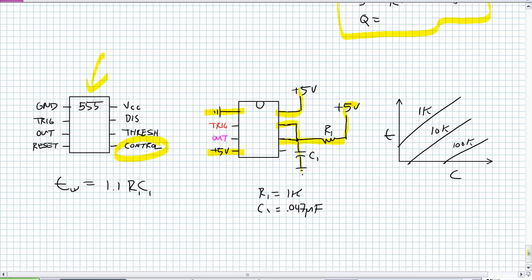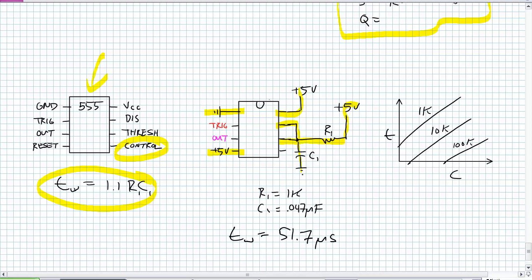I've given you components R1 and C1. I've got a 1K resistor and a 0.047 microfarad capacitor. What is the pulse width of this configuration? Well, it's right here: 1.1 RC1. So when trigger goes low, the output should go high for 1K times 0.047 microfarads times 1.1, which should be 51.7 microseconds.